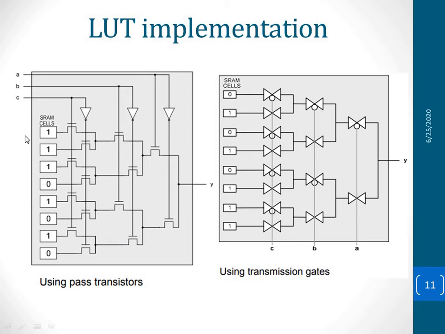Inside the LUT we have all these structures, implemented either using transmission gates or using pass transistors. They are called pass transistors. They just pass like a switch, open and closed. A transmission gate is also like an open and closed switch, but here to the gate we are giving ABC. Here the third terminal is called the control terminal. To the control terminals we are giving ABC as inputs again.